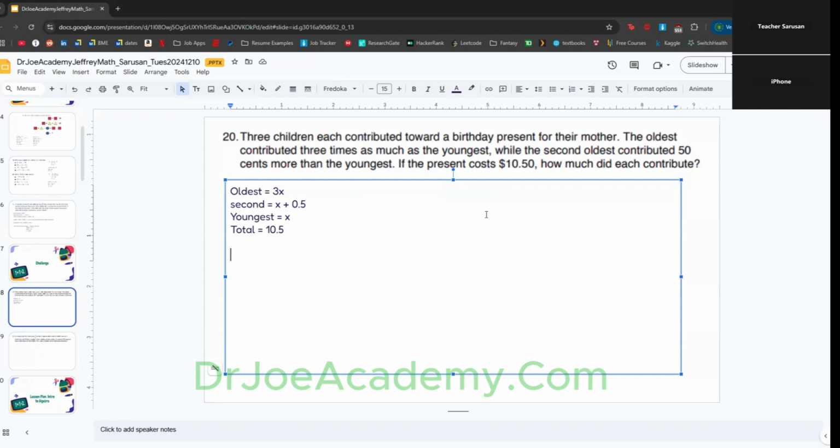I guess because the youngest is x, I do x plus the second plus the oldest equals 10.5. So just all of them equal 10.5. Yep, very good. So all of them included here, plus 0.5, and then the oldest is 3x, equals 10.5. Excellent. Now, how can we work through this?